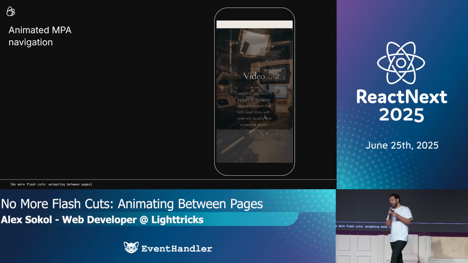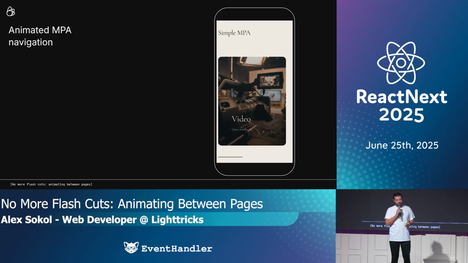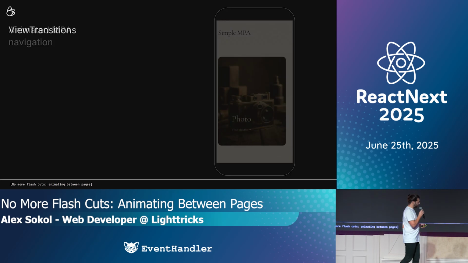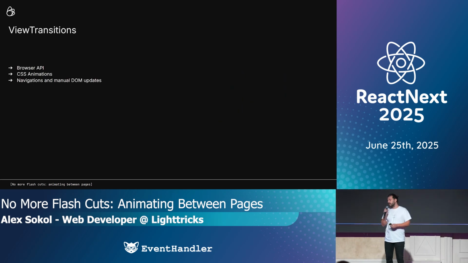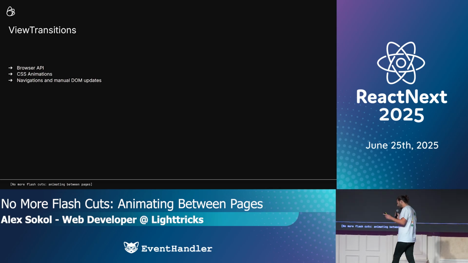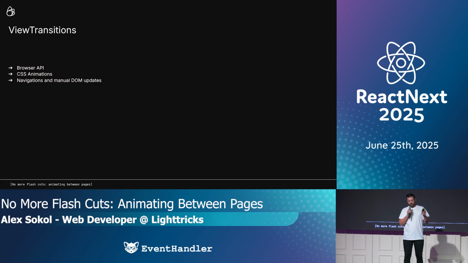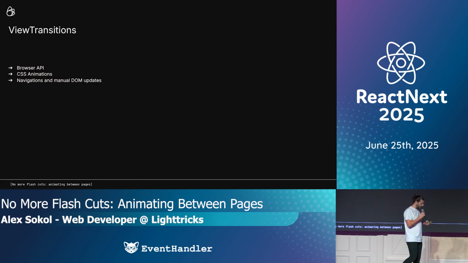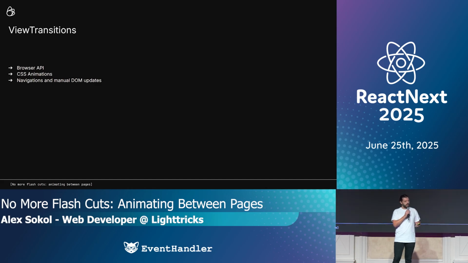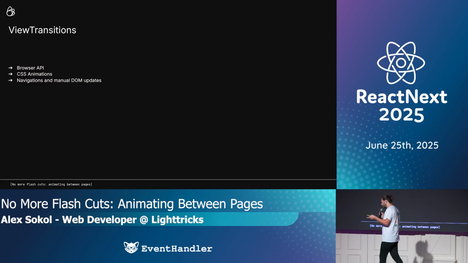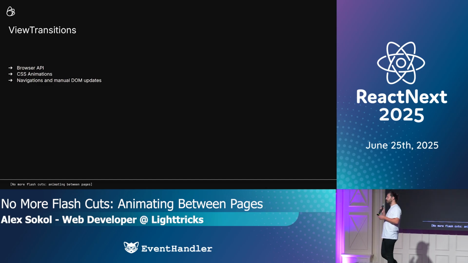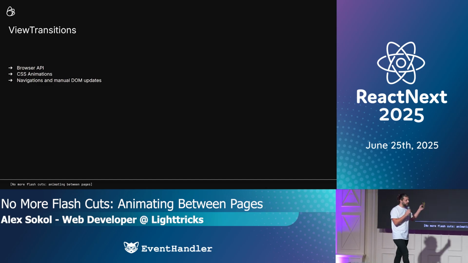Now, for those of you who might be not lucky enough to be familiar with this API, let me briefly introduce it to you. A view transition is a browser feature. It's a browser API. It basically allows us animating any DOM change, whether this change is caused by navigation from one page to another or by us manually updating the DOM from JS code. We can customize it like we would customize any other CSS animation: keyframes, easing functions, duration, whatever.